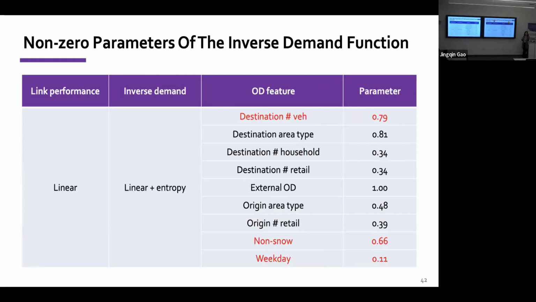And we found that it can be interpretable to some extent. For example, here, look at the OD features. It learns that there's a significant positive relationship with the number of vehicles at the destination. So it can be interpreted as: if there are more vehicles in the destination traffic analysis zones, then the demand is more likely to be higher. It also figured out how these two context features impact the travel patterns: people tend to travel more on non-snow days and non-weekdays.